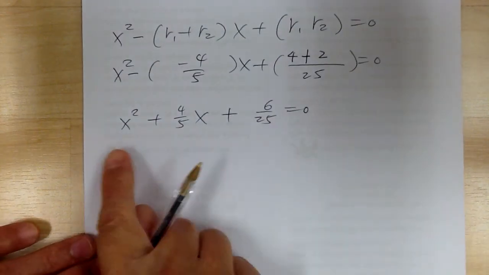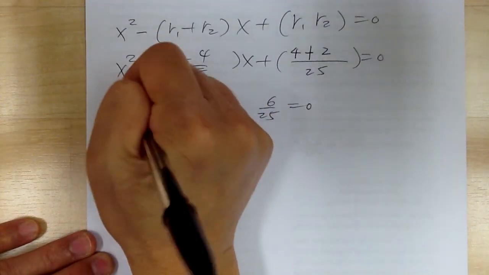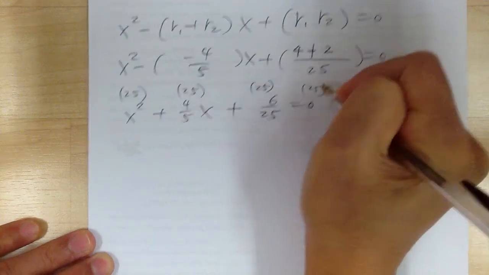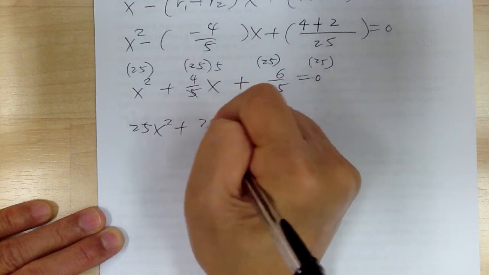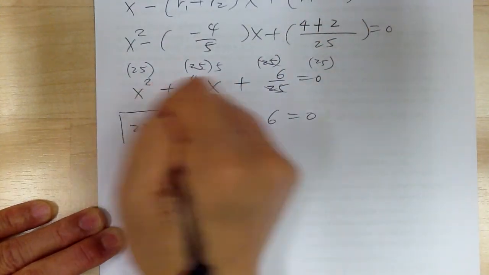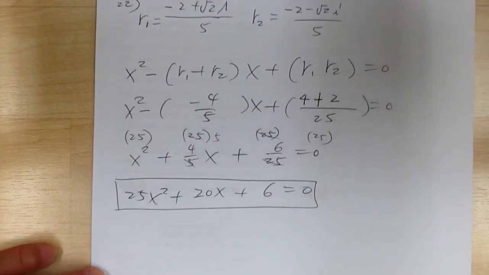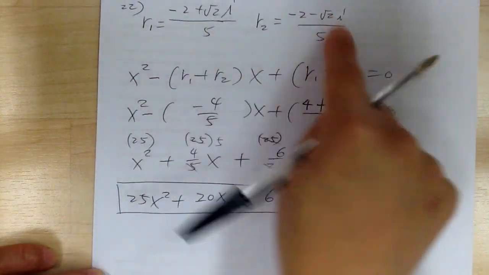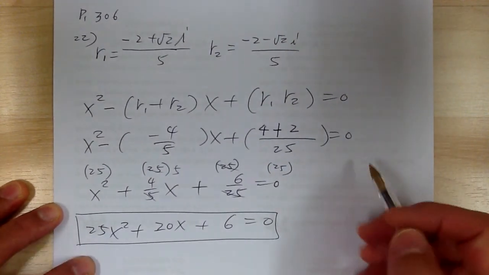And then you have to multiply everything by 25, right? You cannot have this as your final answer. So multiply by 25. So you get 25x squared plus 20x plus 6 equal to 0, and that is your final answer. Okay? So it looks complicated, but again, you just do the matching and just add and you multiply and that's your answer. Okay? Okay, so let's go and do some practice.